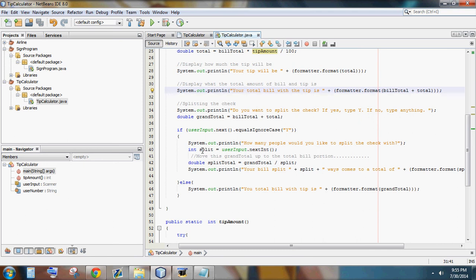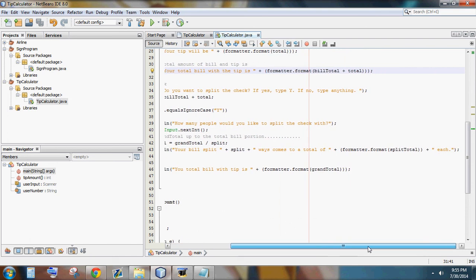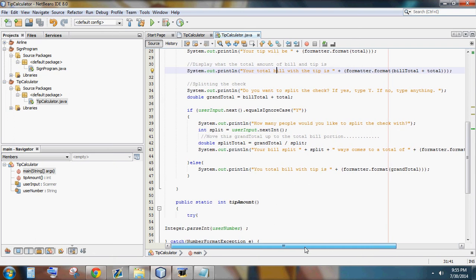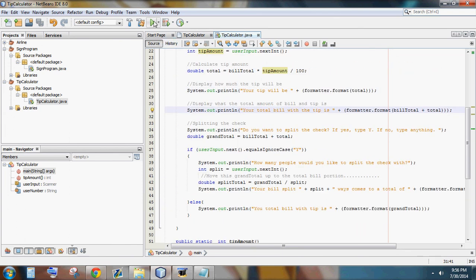It'll make the split variable, and it'll do your grand total, which is $120 divided by how many people. So you want to split it with two people. You guys are rich. It'll do $120 divided by 2, which is $60. So your bill split two ways comes to a total of $60 each. Your total bill with the tip is $120. That's if you put no before. And that is it. Now let's play it.